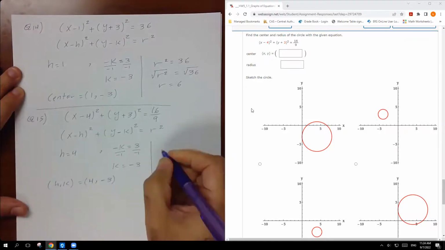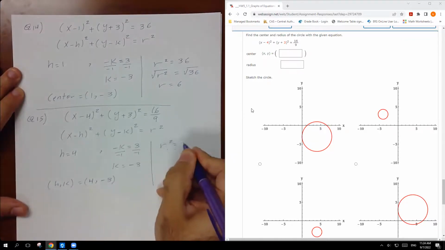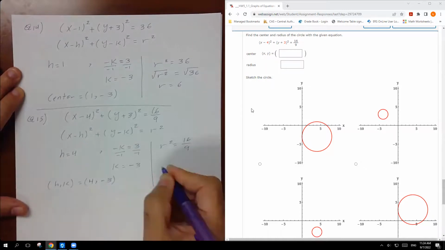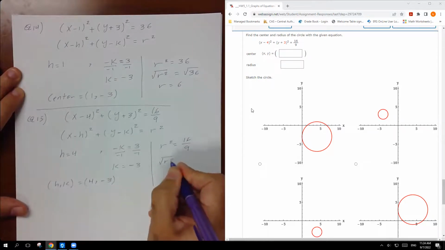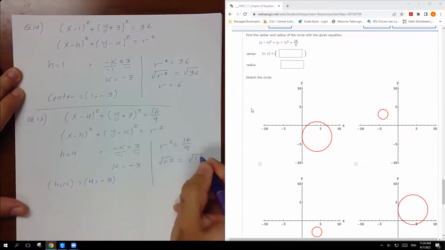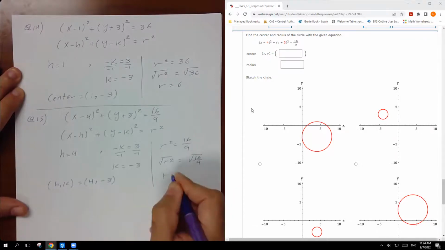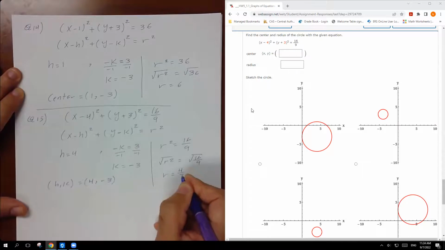For the radius, r squared is going to be 16/9. Take the square root of both sides. It's the square root of 16/9, so the radius is going to be 4/3.